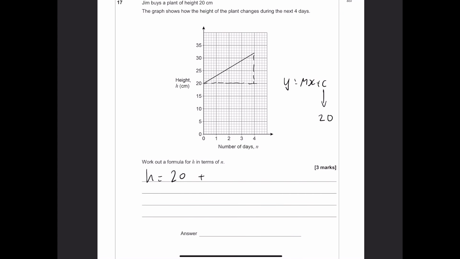Creating a triangle because it's a straight line. Our change in y, that looks like 32 there. This is 20, so our value is 12. And across the bottom we have a difference of 4. So 12 divided by 4 is going to be a gradient of 3, and that's going to be 3n. So that's going to be our answer.